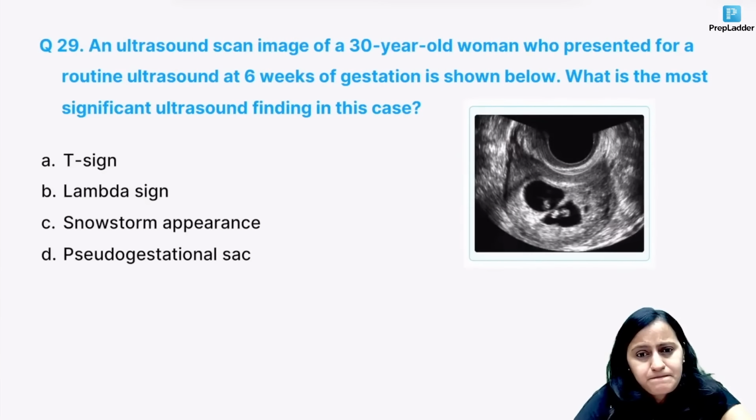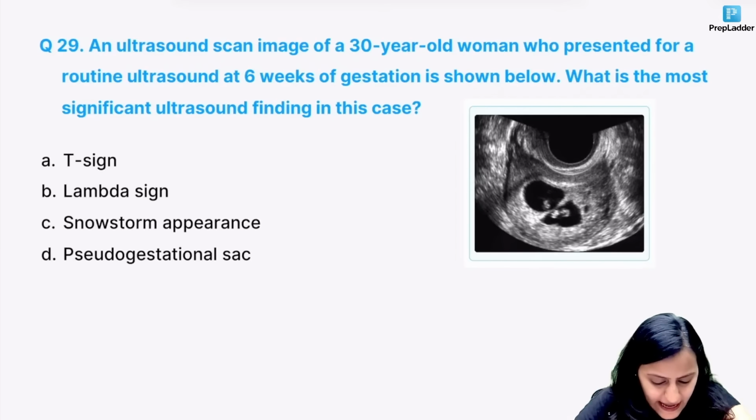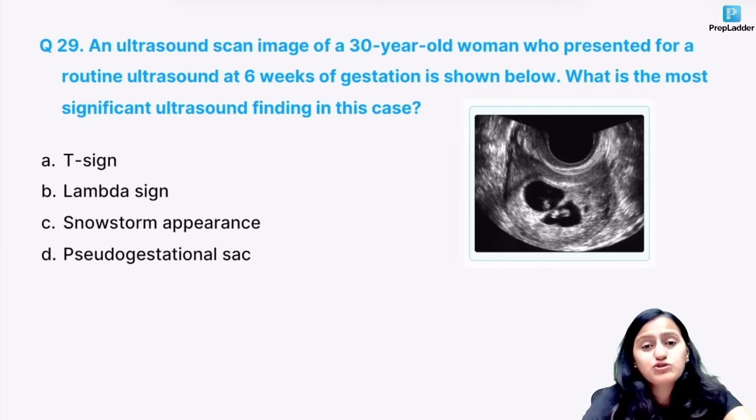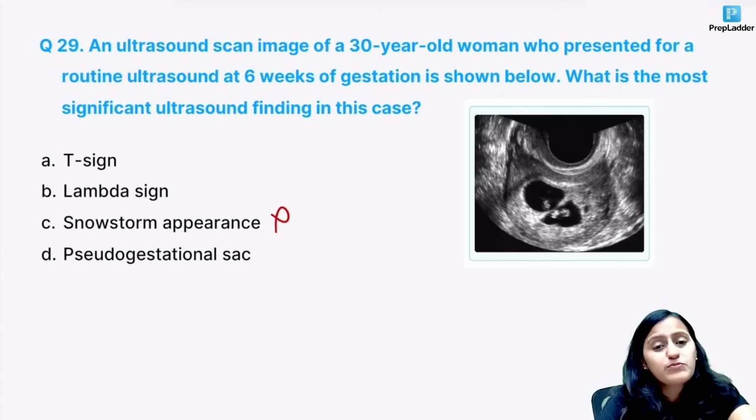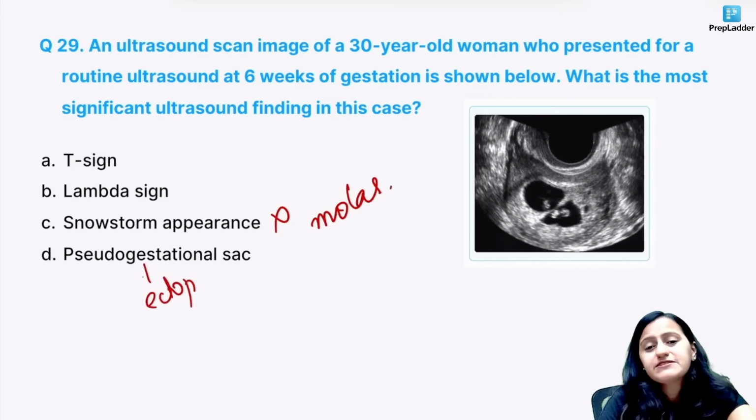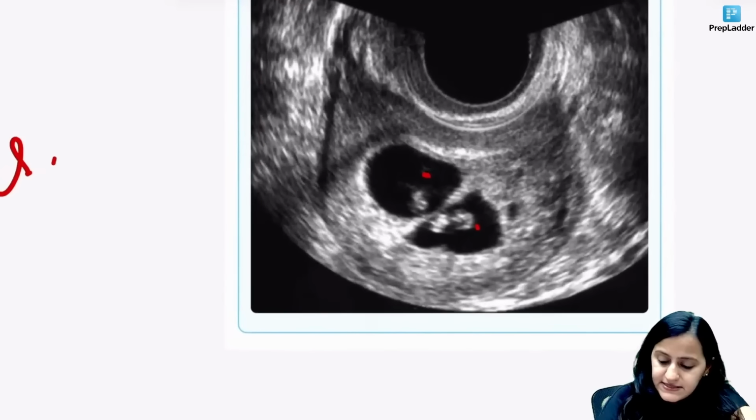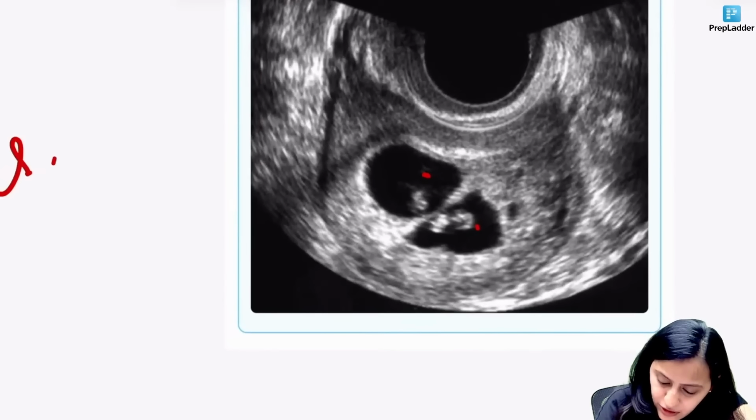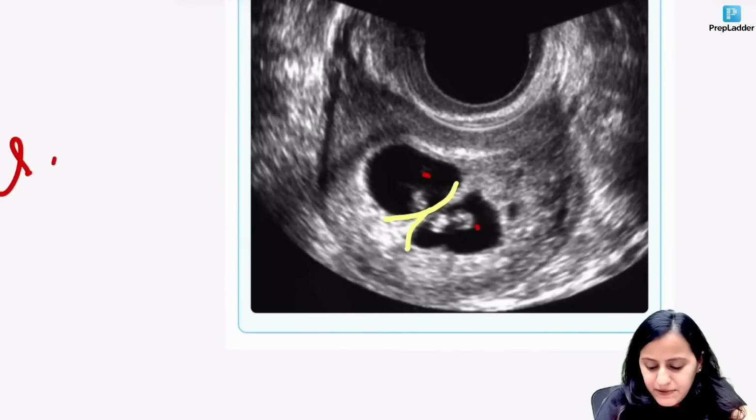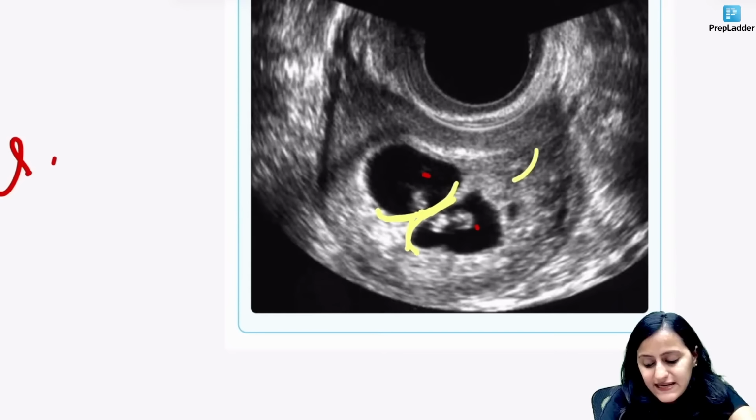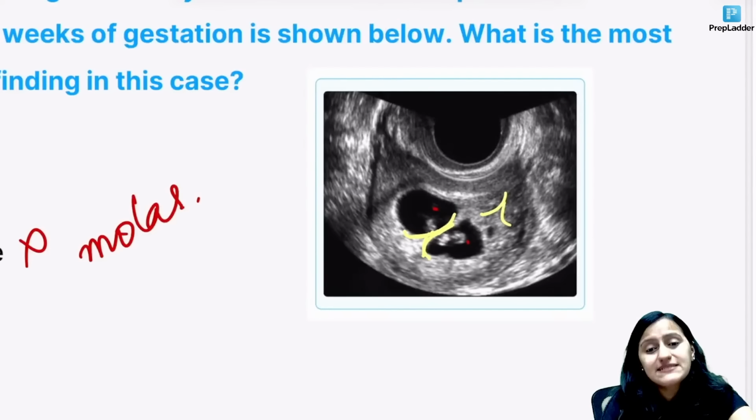Okay. Next one. What is the most significant ultrasound finding in this case? Is this T sign, lambda, snowstorm, or pseudogestational? Definitely not snowstorm. That comes in molar pregnancy. Pseudogestational comes in ectopic pregnancy. What you are seeing here is twin pregnancy. And what is the sign? Look at the separation happening. The membrane is thick and it is dividing, lambda. So this is the lambda sign that you are seeing here.